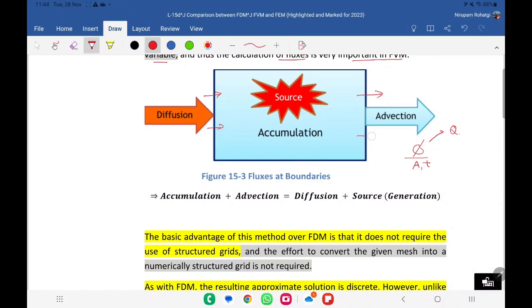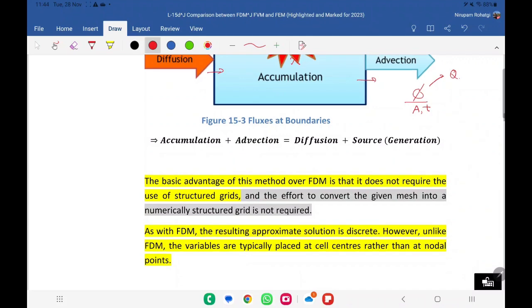This is what has to be calculated, and because fluxes are calculated at the surface, even if you know the value at the center, you have to have the value of the parameters at the surface also. Again, interpolations are done, and we'll talk about that in a little while.